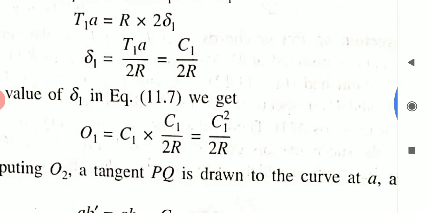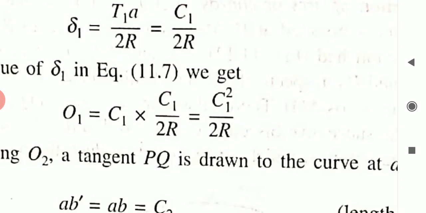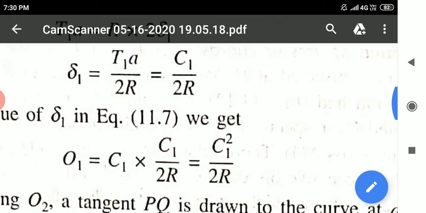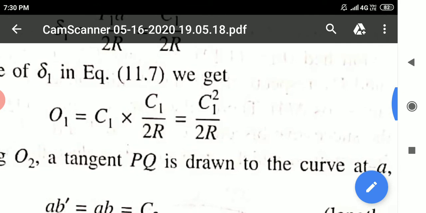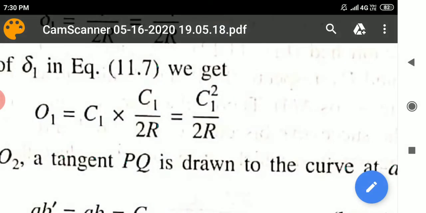Next, O1 equal to, already we know delta 1 equals C1 by 2R. Next, O1 equals C1 into C1 by 2R. See here, I will show you. I will draw the diagram.